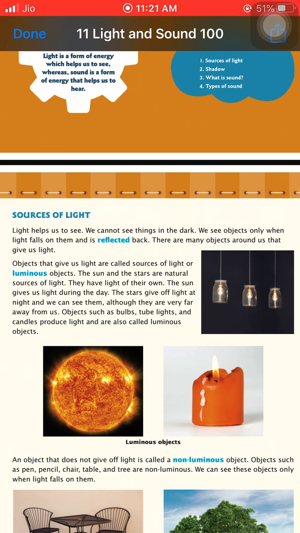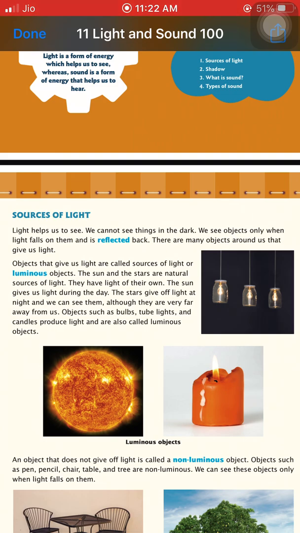Sources of light. Light helps us to see. We can't see things in the dark. We see objects only when light falls on them and is reflected back. There are many objects around us that give us light. The first ones are the sun, stars, bulb, and tube lights. These are all sources of light.